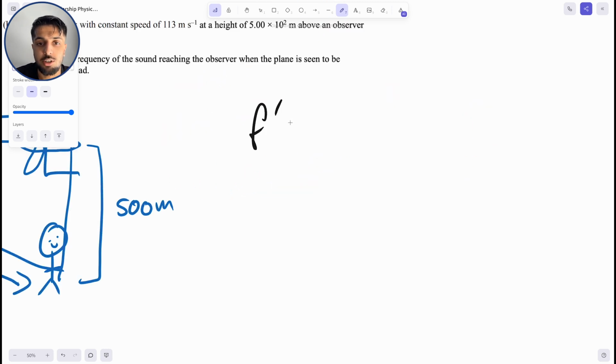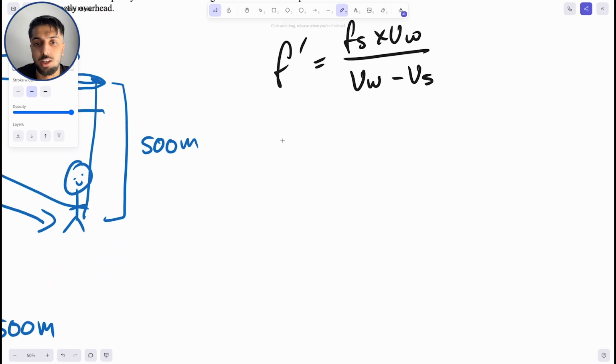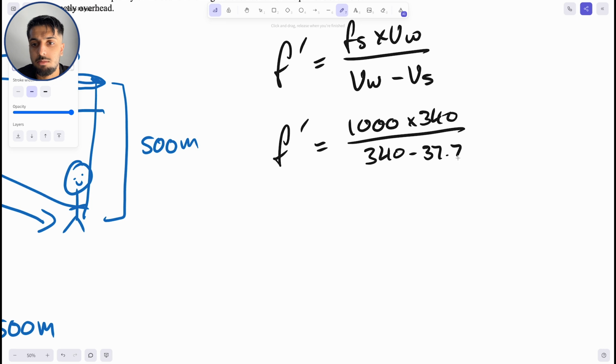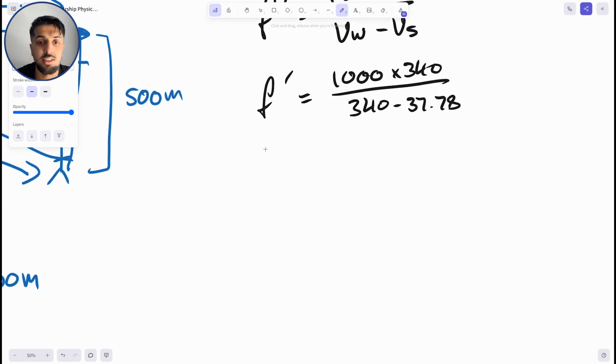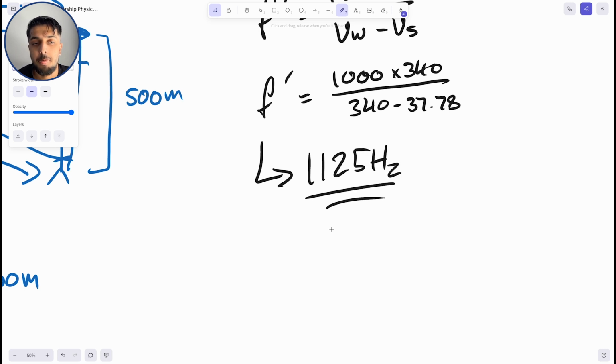Now this value here is going to be our Vs in our Doppler equation, and we know our Doppler equation is as so. Now plugging in our numbers, this gives us a perceived frequency of 1125 Hertz. There we go.